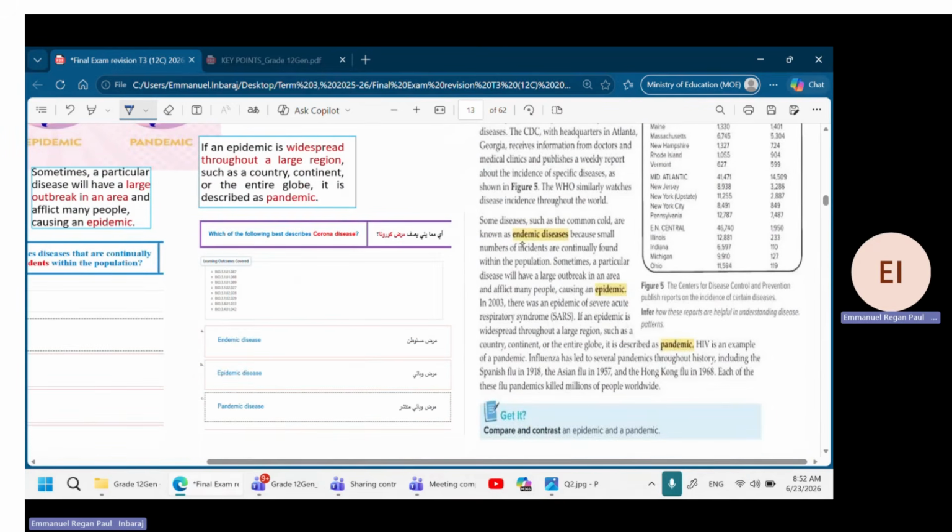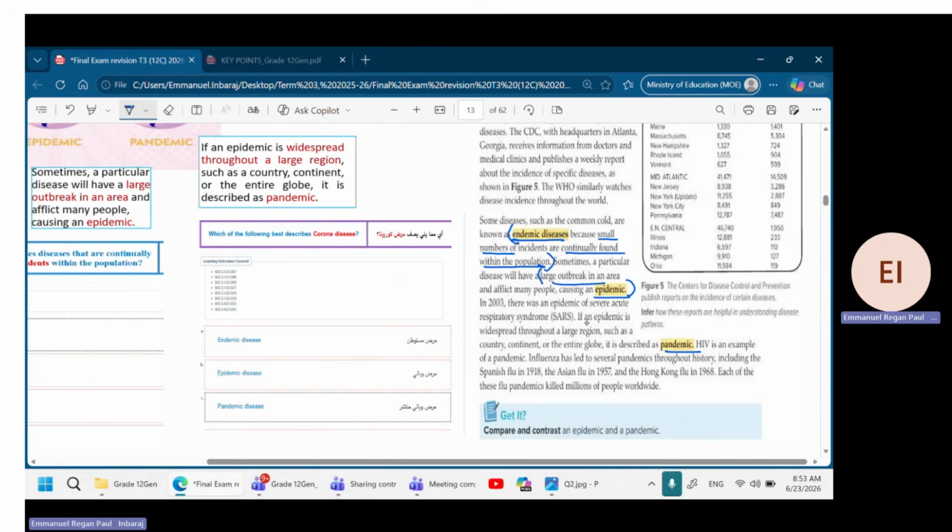There are three types of diseases: endemic, epidemic, and pandemic. These are the three diseases. So what is endemic disease? Endemic diseases occur in small numbers and you can find it within the population. This is number one. Endemic, small numbers. You can find it within the population. What about epidemic? A large outbreak in an area is called an epidemic. This is large outbreak.